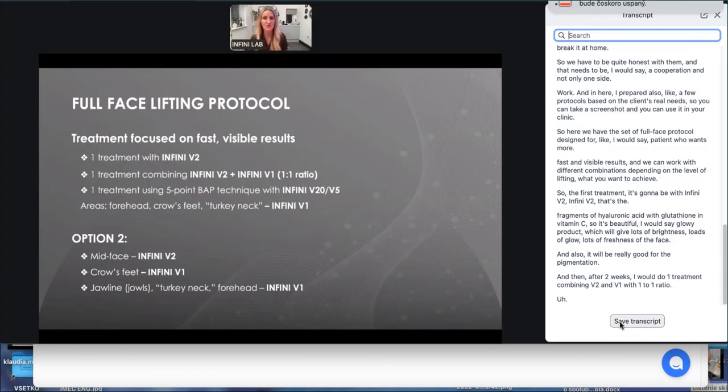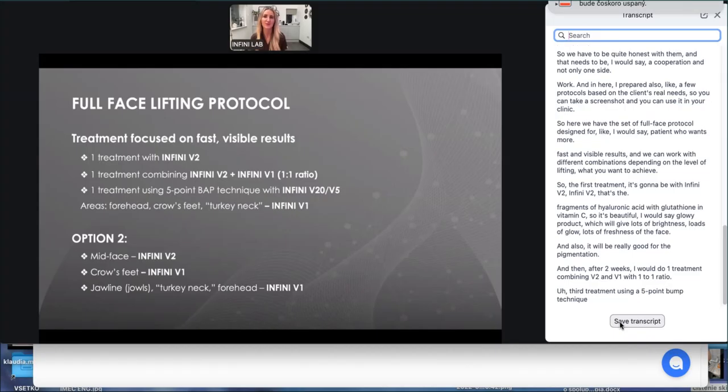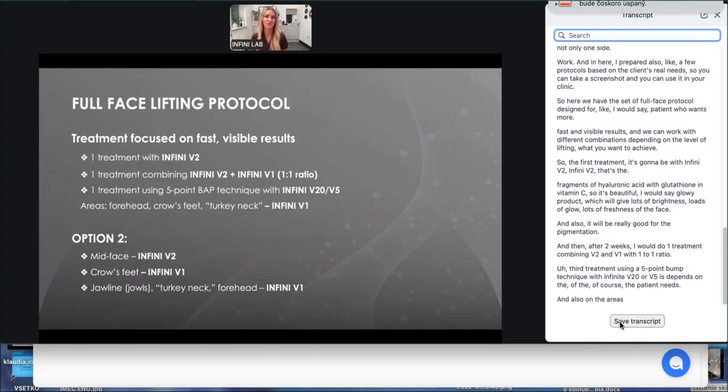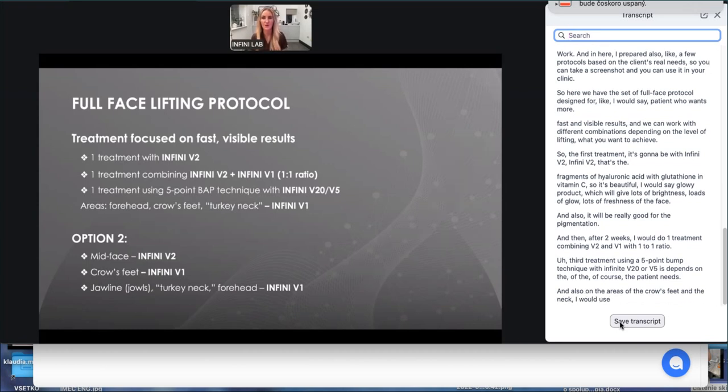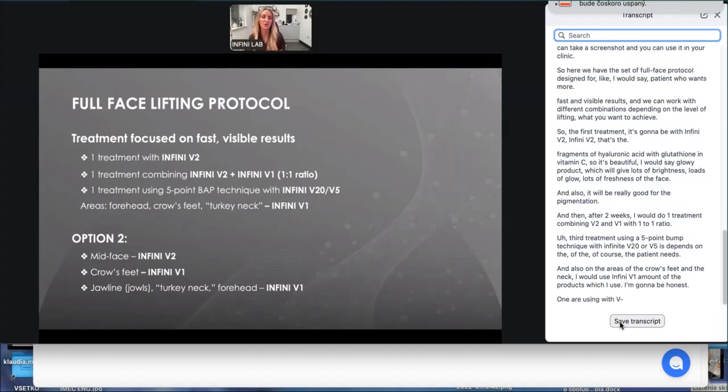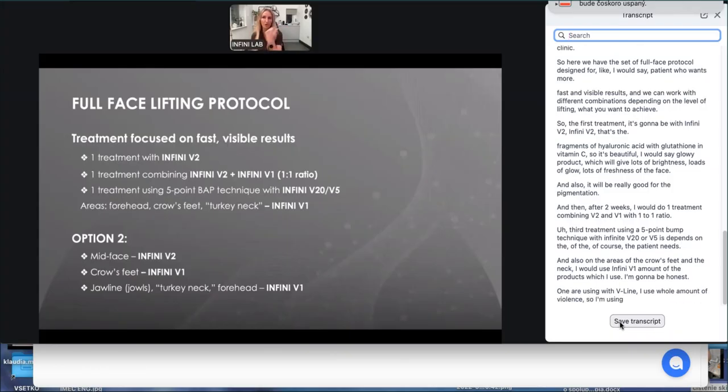Third treatment using a 5-point BAP technique with Infini V20 or V5, depending of course on the patient's needs. And also on the areas of the crow's feet and the neck, I would use Infini V1. Amount of the products which I use, I'm gonna be honest, when I'm using with V-line, I use the whole amount of the vial. So I'm using 5 ml for the whole face. I'm not really using less.